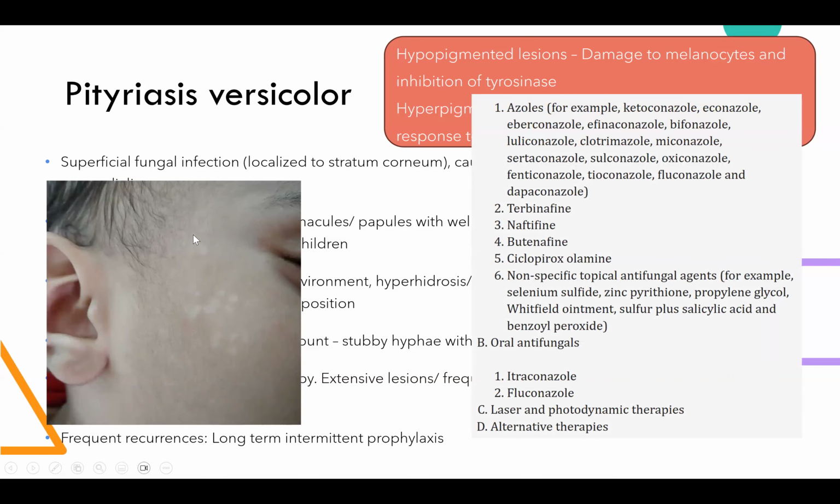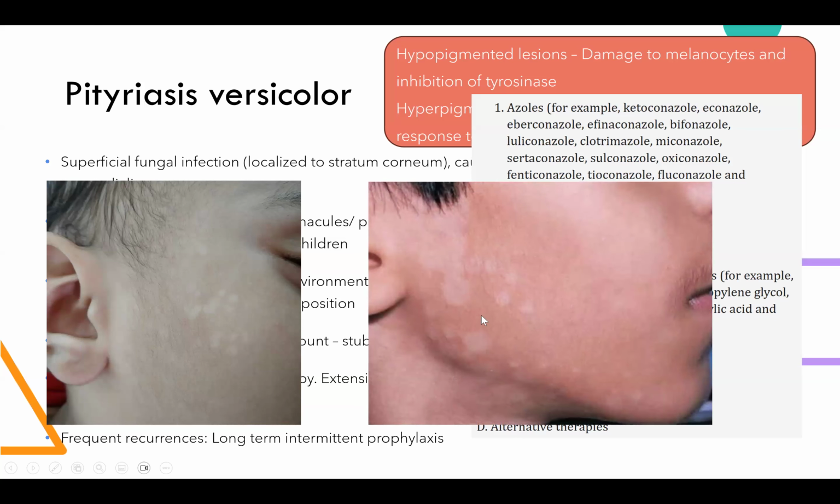So here we can see that the baby is having relatively well-defined, typically called pencil-lined borders, well-defined hypopigmented lesions. This can also be hyperpigmented. It usually presents in the face, neck, and upper back. And family history can also be positive. It usually occurs in the summer seasons where there is excessive sweating. So here also we can see well-defined pencil-lined borders.